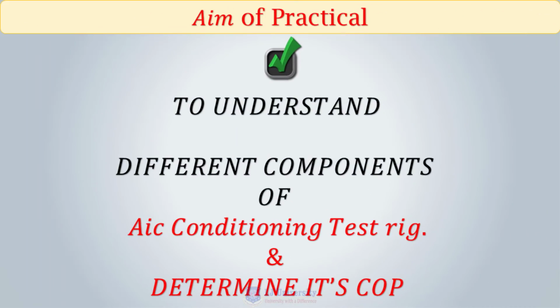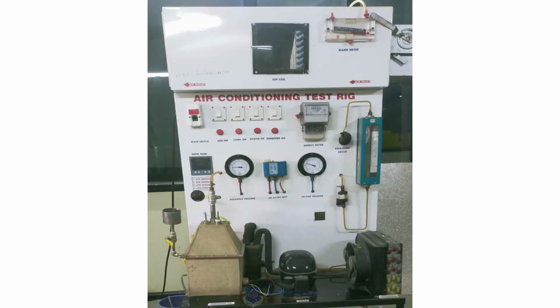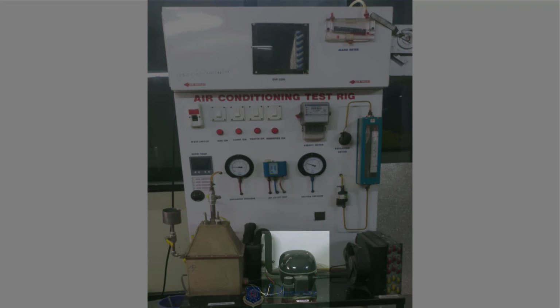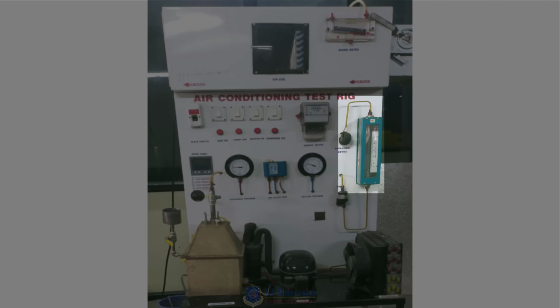The aim of this practical is to understand the different components of the air conditioning test rig and determine its COP. Here is the setup of the air conditioning test rig, with its different components. This is our compressor, where the refrigerant is compressed and moves further to the condenser. This is our condenser, where the refrigerant rejects heat to the atmosphere.